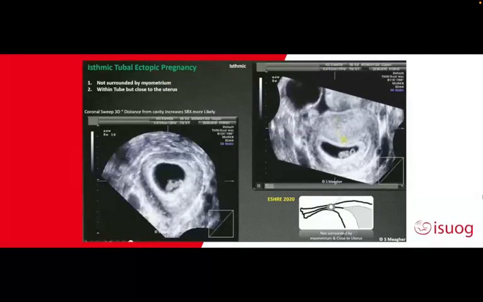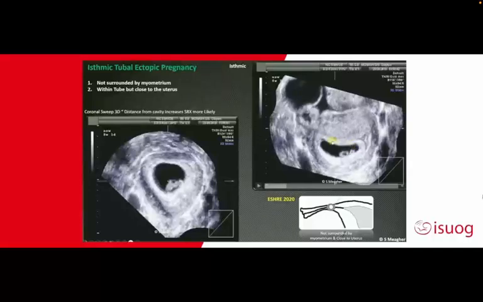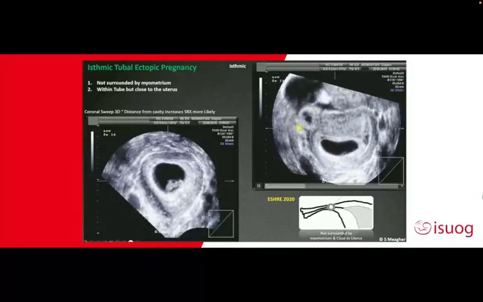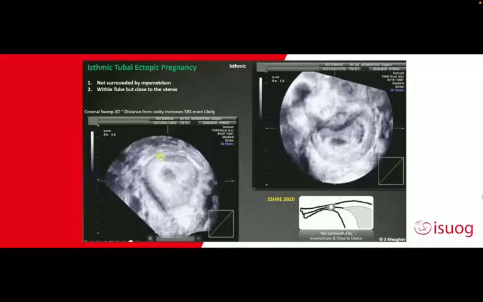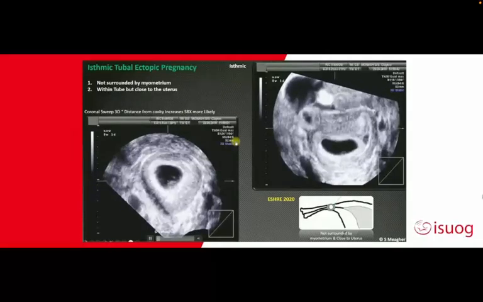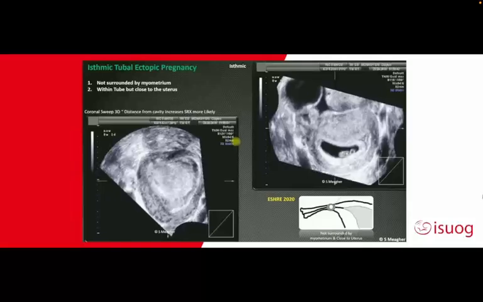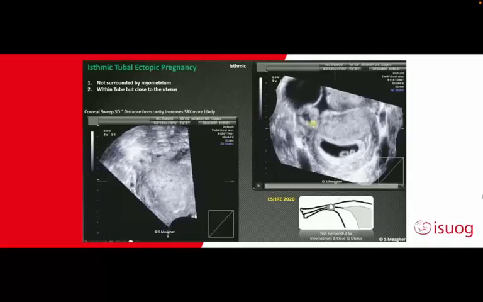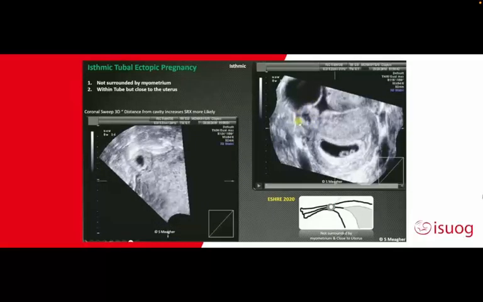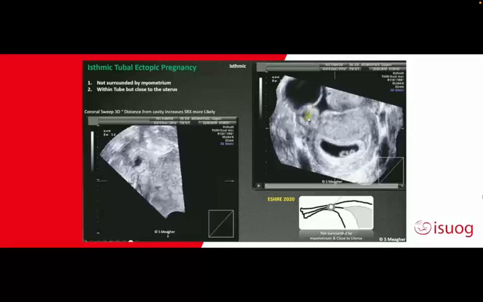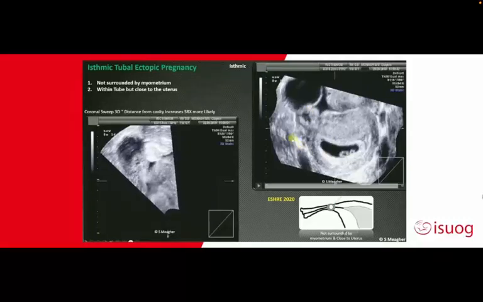As you sweep through this in the coronal section, you see this is a heterotopic pregnancy. There is an intrauterine gestation, but there's also an ectopic pregnancy in the interstitial portion of the fallopian tube in a patient that's 8 weeks and 1 day of gestation. You can see the ectopic is a significantly smaller gestation sac and embryo when compared to the intrauterine, which is the norm.